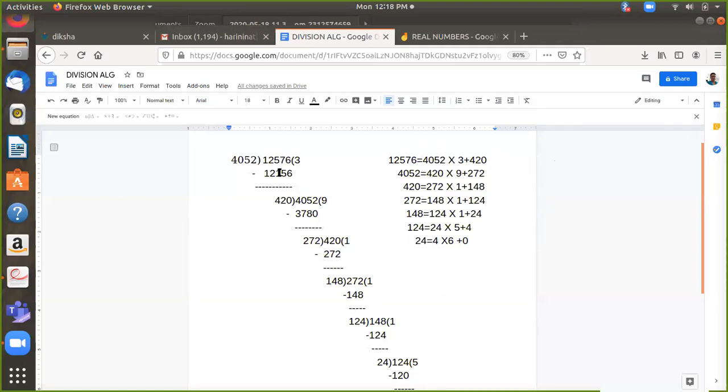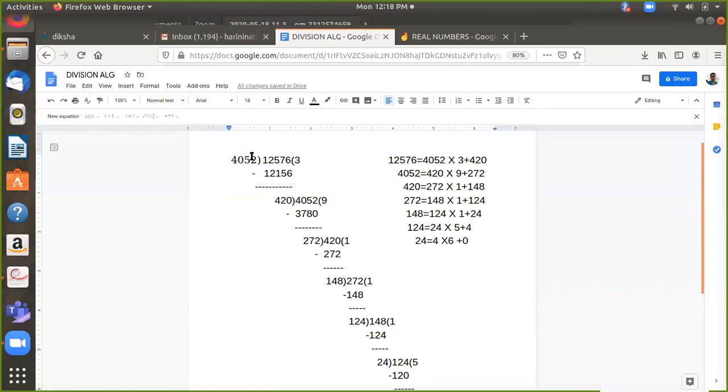So I am just showing you how the division method can be followed to find the HCF of two given numbers. I am repeating the algorithm again and again till I reach the remainder 0. So see how I am doing it. First, because in the two numbers 4052 and 12,576, 12,576 is the greater number, that becomes the dividend and this becomes the divisor.